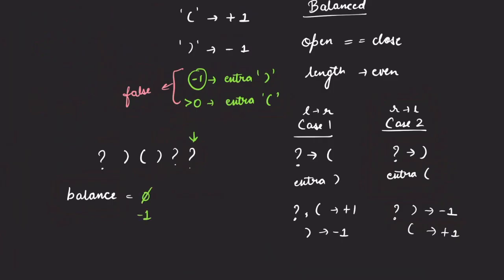So the balance will become -1. Then we will come here again, we will do -1, so this will become -2. Then we have a closing bracket again, -1, so this will become -3.